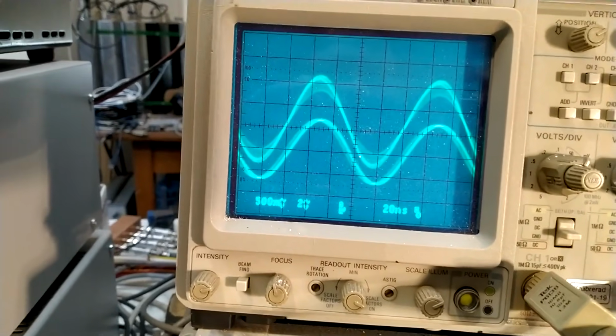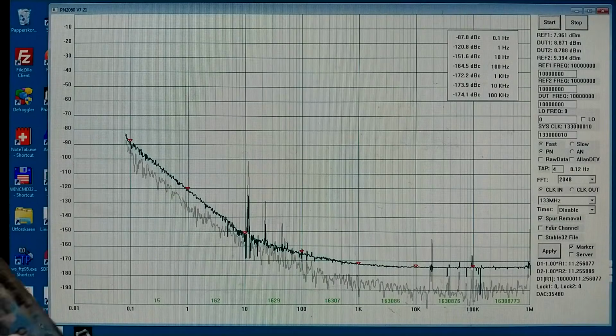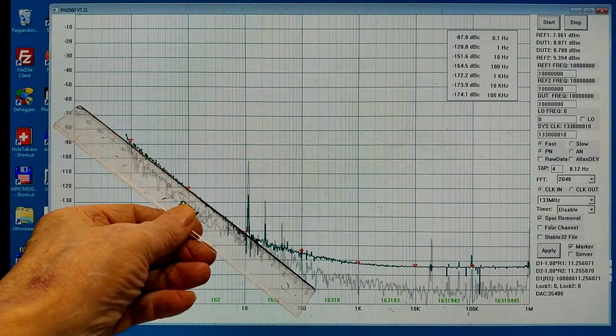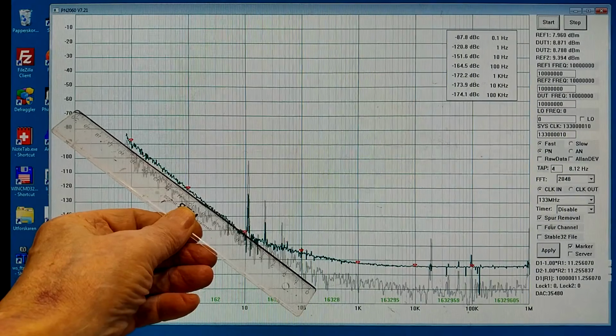So now I will look at the phase noise. The frequency of my upshifted oscillator is 11.25 Hz above the Wenzel oscillator. And that's the frequency of my upshifted rubidium source. And the noise isn't quite as good as I had hoped for, but it's not bad anymore. If I put the ruler for 30 dB per decade. It's like this.